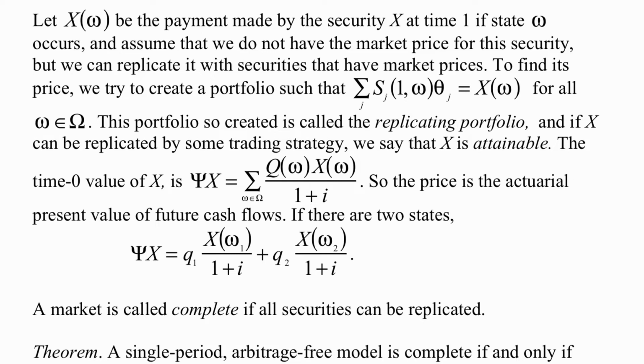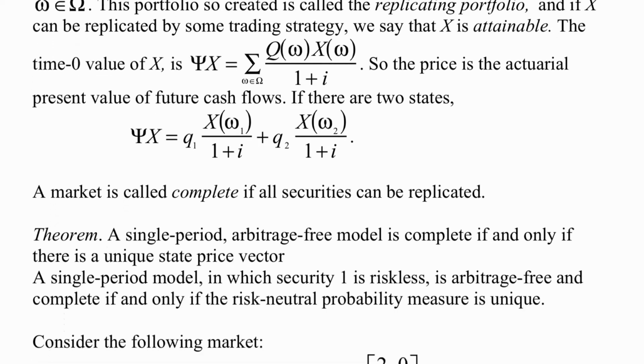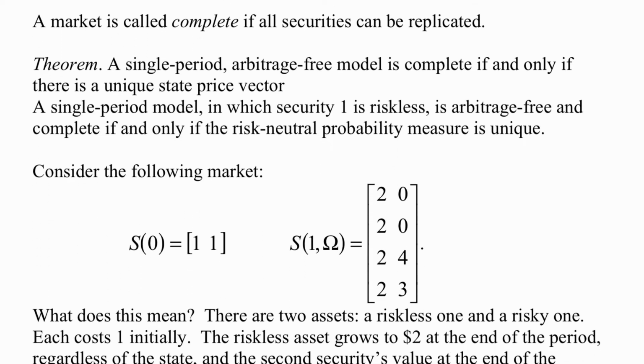So this is an expected present value because the q's are probabilities, and x of omega divided by 1 plus i is present value. So the price is the actuarial present value of future cash flows. If there are two states, psi x is equal to q1 times x of omega 1 divided by 1 plus i, plus q2 times x of omega 2 divided by 1 plus i. Now we say that a market is complete if all securities can be replicated.